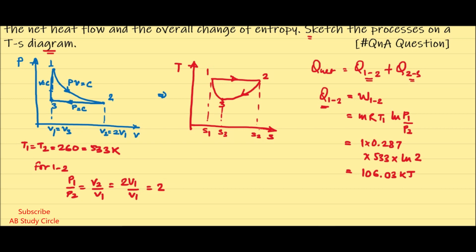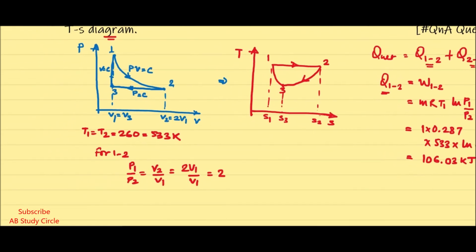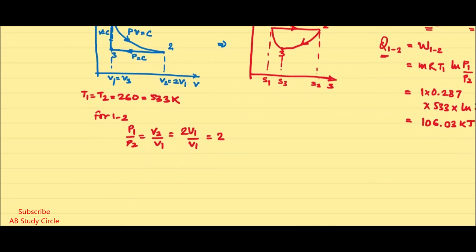Now let's go for Q23. Q23 is, as it is a constant pressure process, it will be DH23. It is nothing but MCP dT. This is MCP (T3 minus T2). Right. Now, T2 is given. 1 to 2 is isothermal process, so temperature T1 is equal to T2, that is 533 Kelvin.